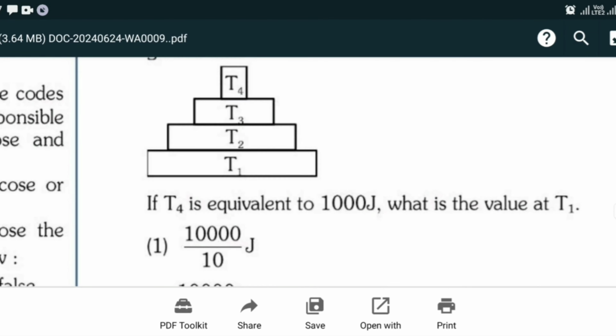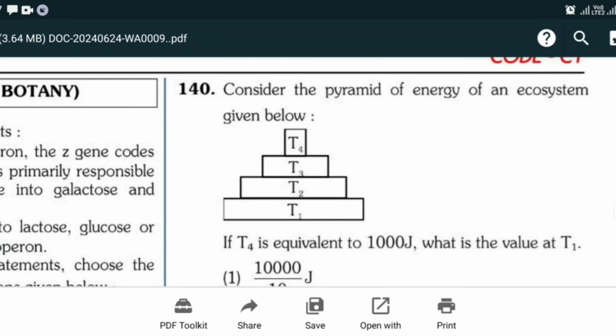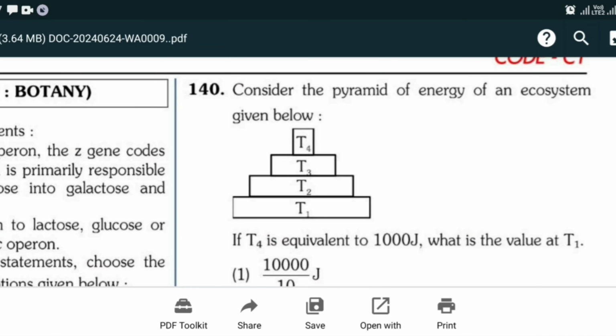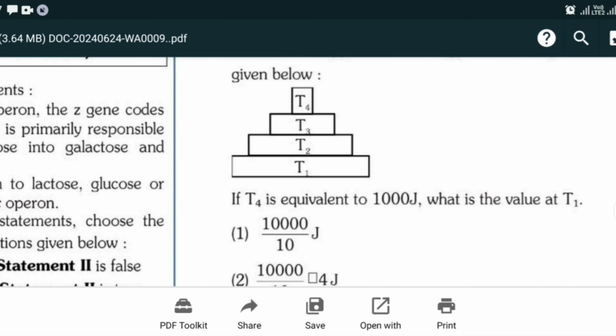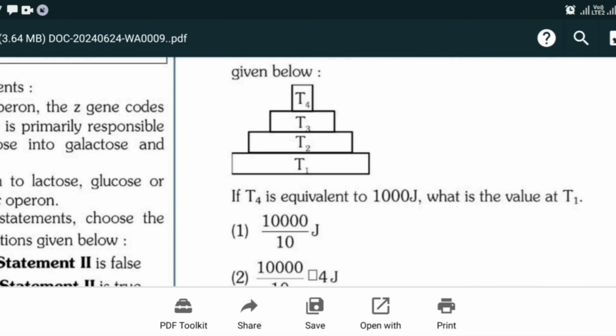Next, here a pyramid diagram they have given. Consider the energy pyramid of an ecosystem given below. T1, T2, T3, T4 levels they have mentioned in the diagram. If T4 is equivalent to 1000 joules, so what they are telling, T4 is the highest level where the energy left is 1000 joules, then what is the value of T1?